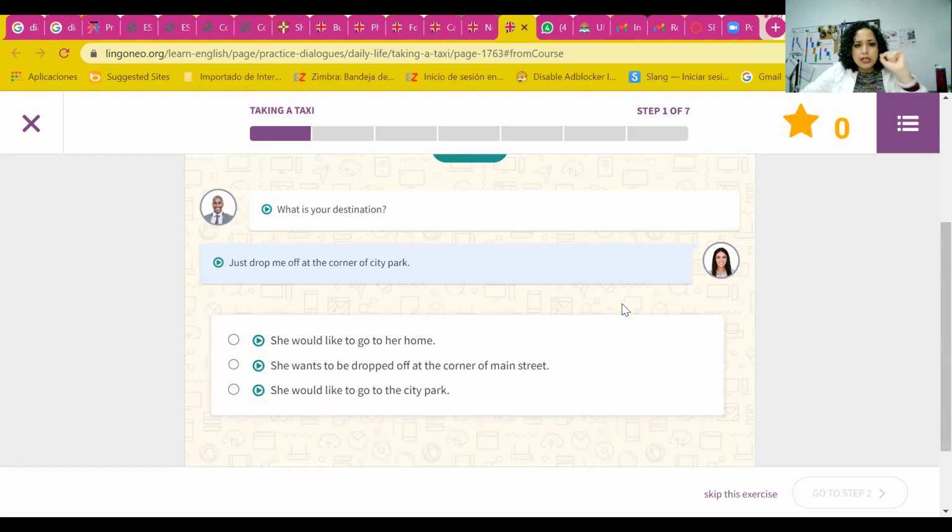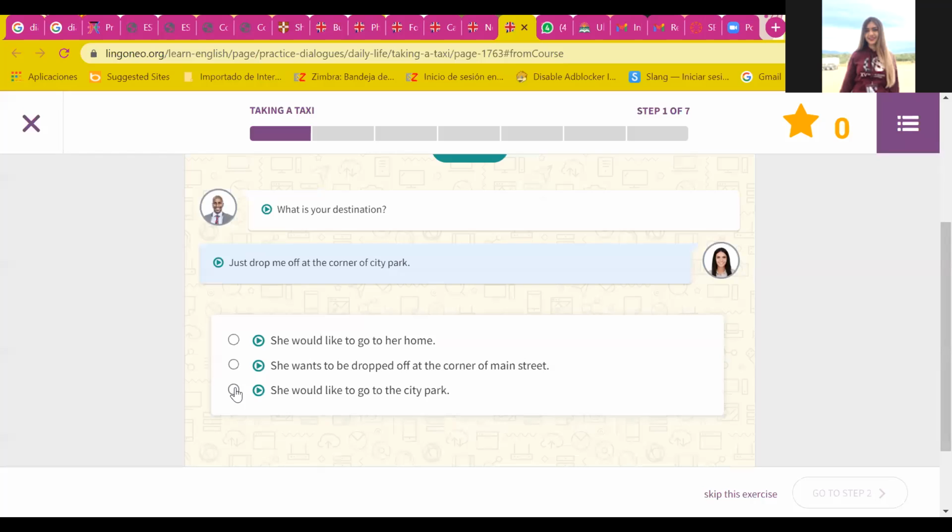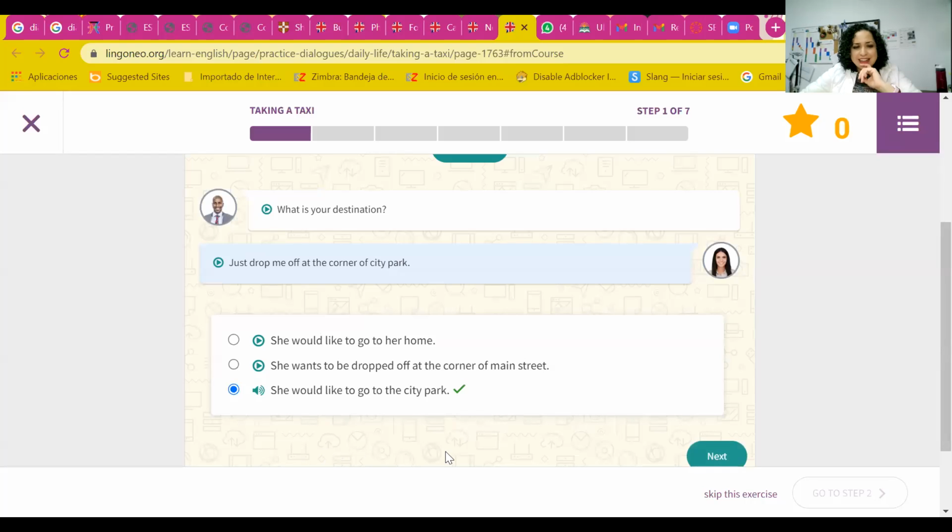Let's see the options. She would like to go to her home. She wants to be dropped off at the corner of Main Street. She would like to go to the city park. Which of the three answers is the one that is correct? I think that is the last one. Yes, correct. She would like to go to the city park.